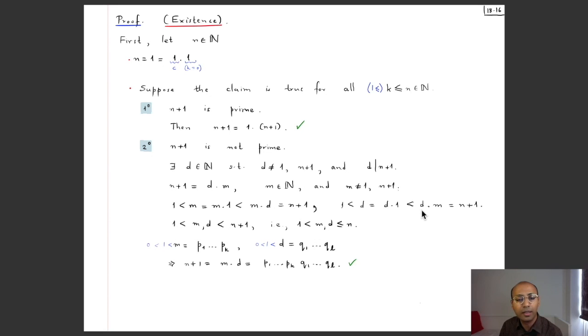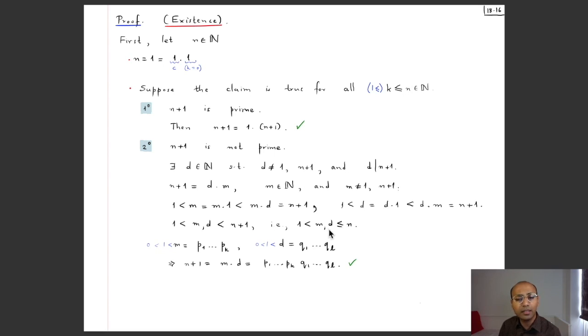The same thing is also true with this D, because we know that 1 is strictly less than m, and by multiplying both sides by D, you get, well, D times m is equal to n plus 1, and D times 1 is D, which we know is bigger than 1. So you have got that D is strictly bigger than 1 and strictly less than n plus 1. So D is also in between these two. But that means that this m and D are strictly bigger than 1 and they are less than or equal to n. Okay, so this m and D are natural numbers which are less than or equal to n.